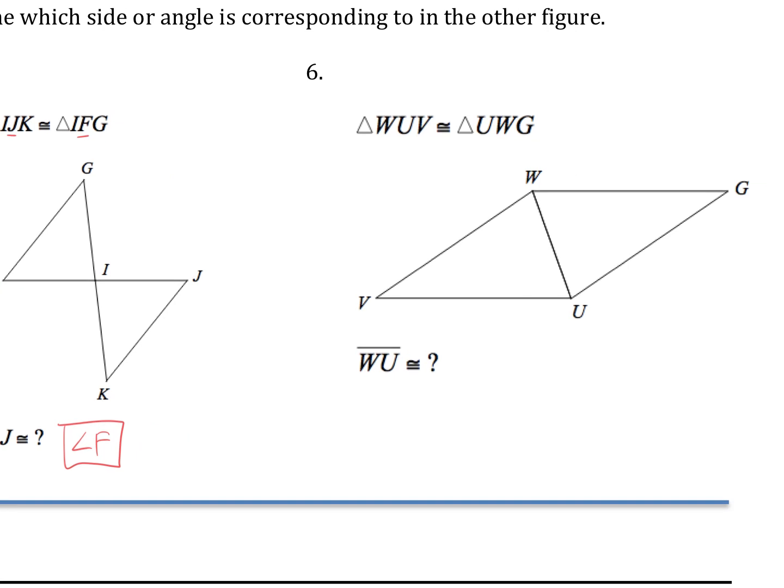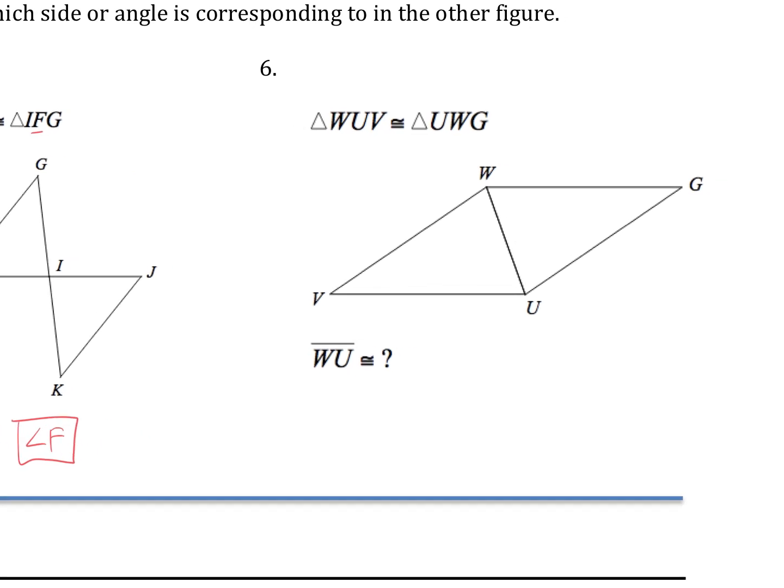Corresponding angle. Over here, we have WUV is congruent to UWG. So WU is going to match with what? It's going to be UW. It's kind of weird, but that's a shared side, so it's going to be kind of backwards, but UW is going to be the shared side.